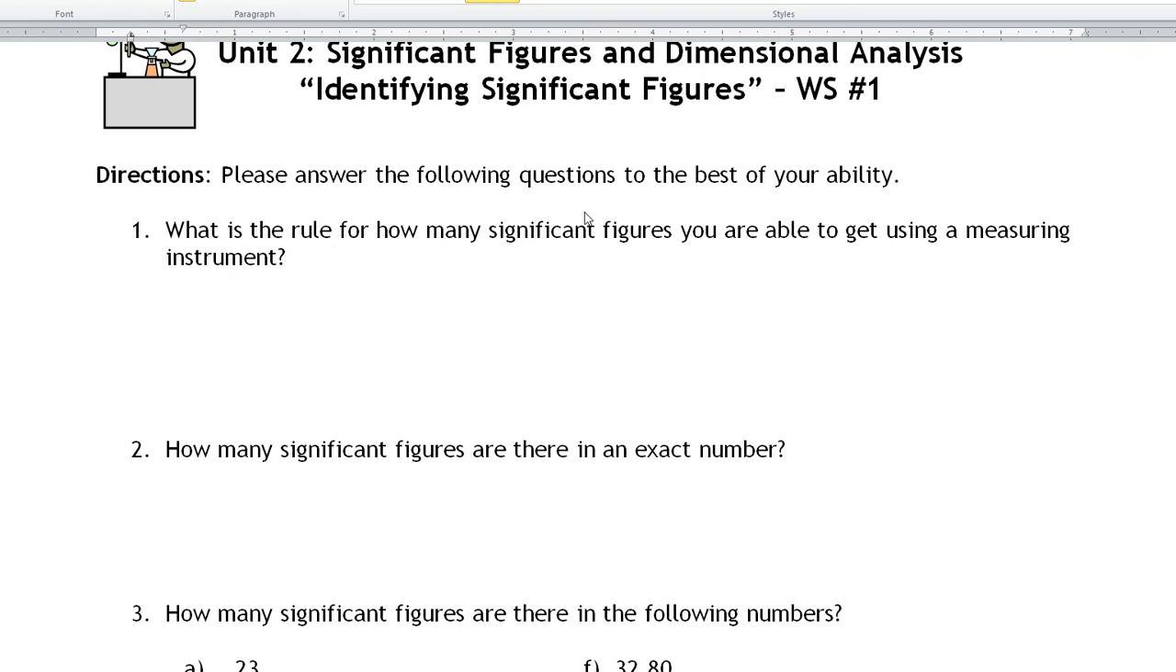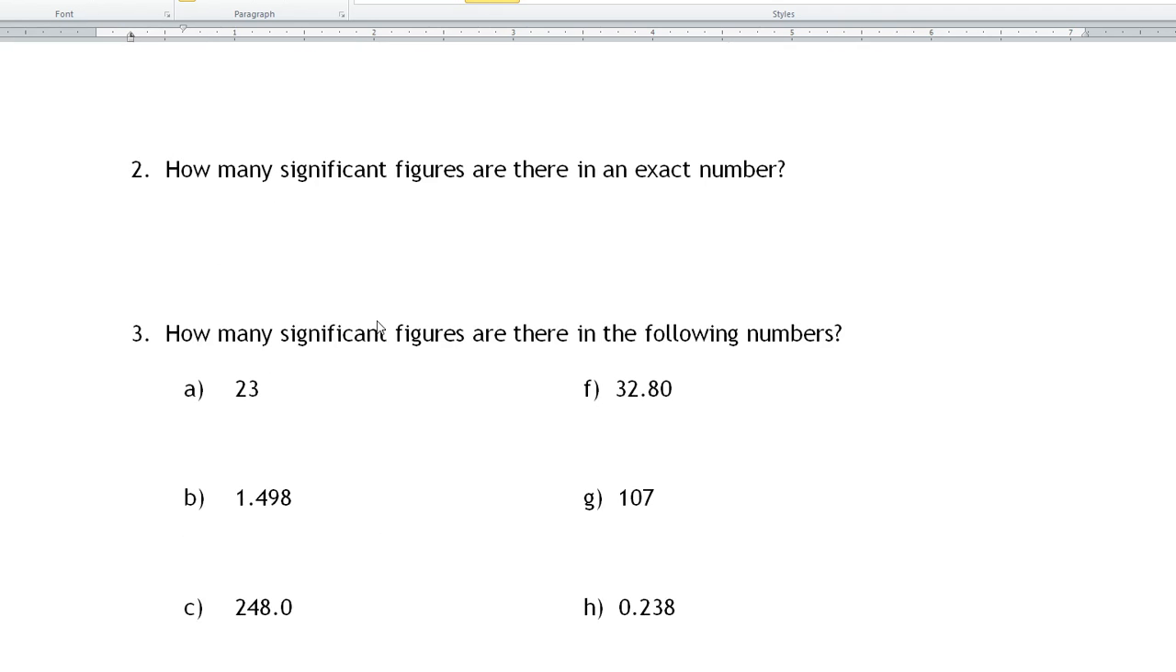So what is the rule for how many significant figures you're able to use with a measuring instrument? It's all marked numbers plus one estimated digit. So you have to go by the numbers that are marked on there. Now, that doesn't mean that there has to be a number next to each thing, but there at least has to be a line next to each of them so you can count exactly where that line is. And then you can do one extra digit.